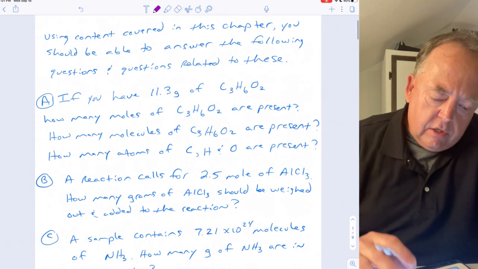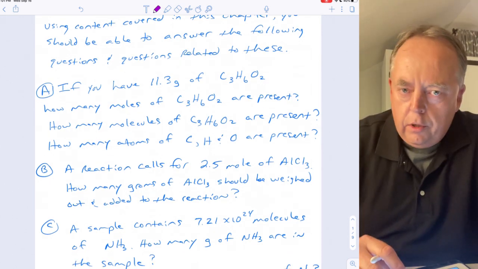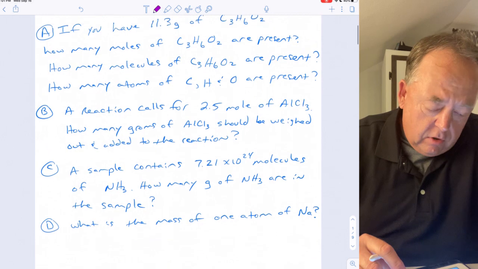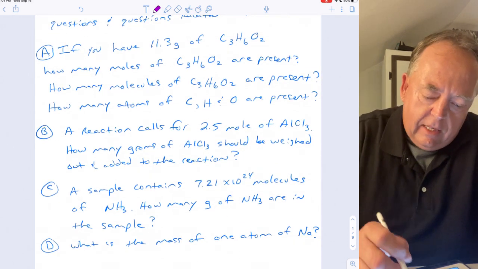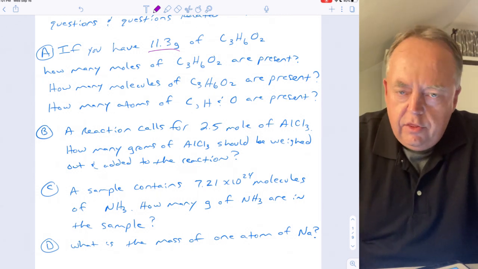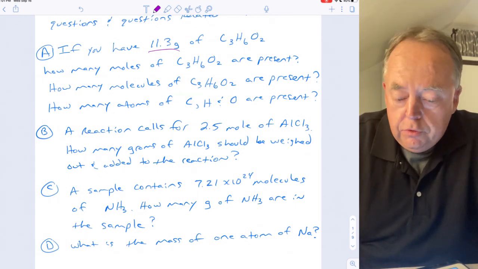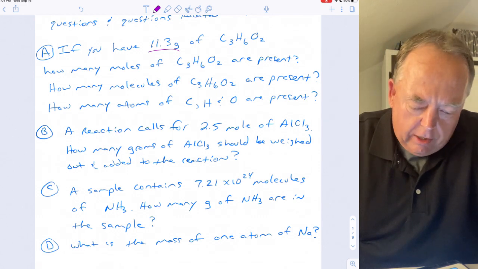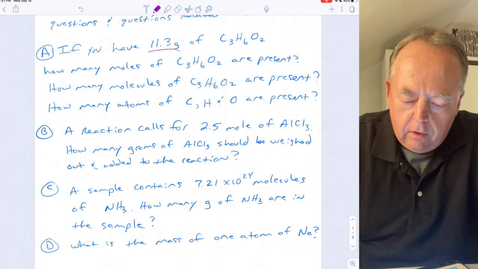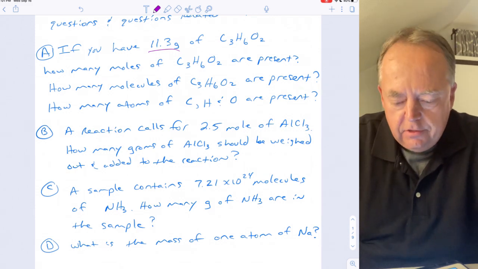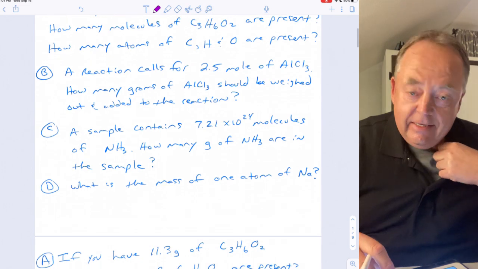So basically, using the content covered in this chapter, you should be able to answer questions like the 4 that we're going to cover here. If you have 11.3 grams of C3H6O2, then for example, I could ask you how many moles are present, or how many molecules are present, or how many atoms of carbon, hydrogen, and oxygen are present. And then we'll work these other problems B, C, and D as well.